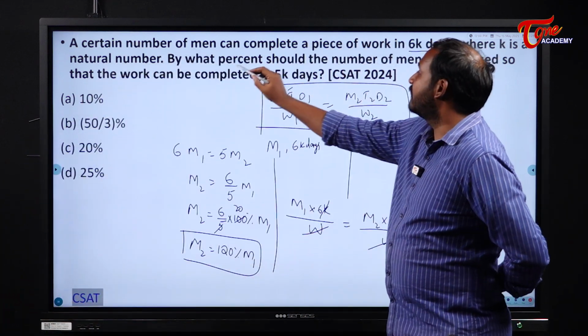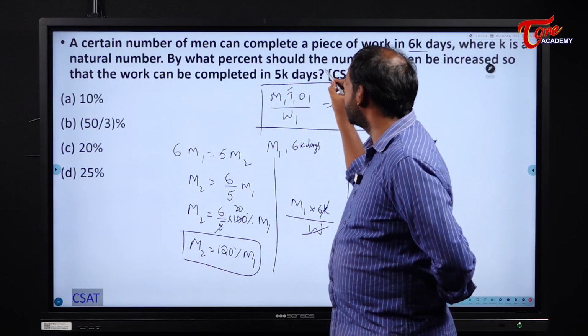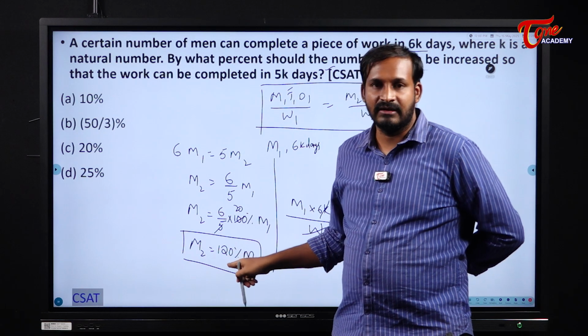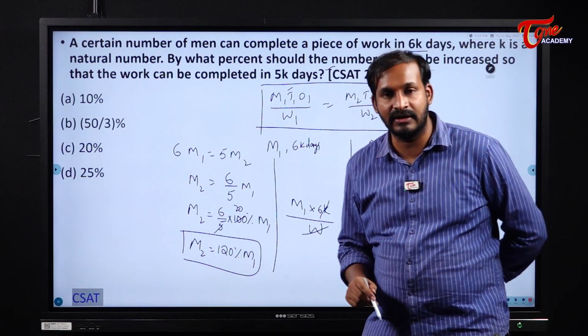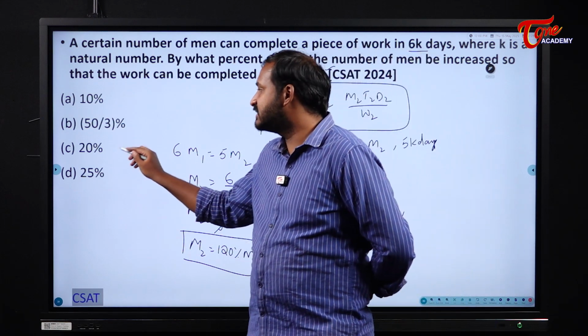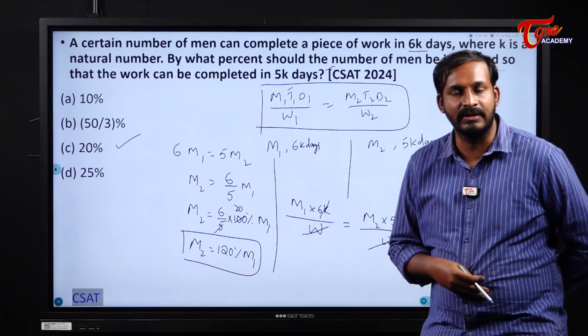From this, we can tell the answer. By what percentage should the number of men be increased so that the work is completed in 5k days? Actual men are M1, but we are increasing it to 120% of M1. That means how much percentage is increased here? 20% is increased. That means we should increase the number of men by 20%.